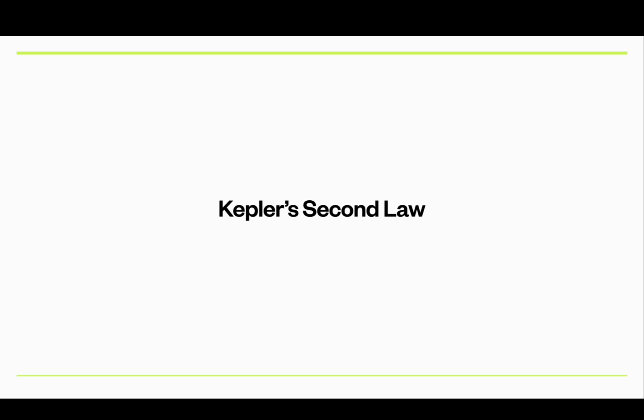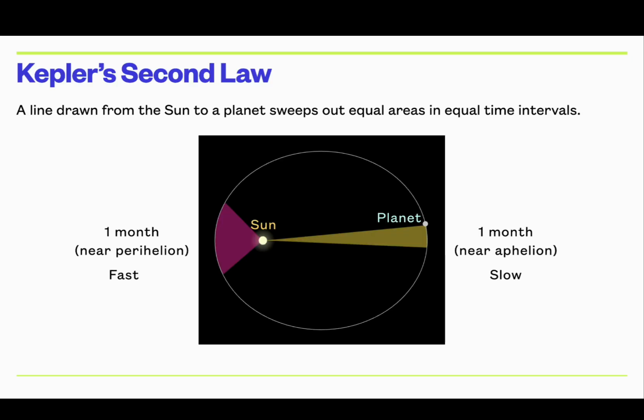All right, let's look at Kepler's second law. Kepler's second law says that if you draw a line from the planet to the sun, that line will sweep out equal areas in equal amounts of time. So when the planet is far from the sun, it should move more slowly, so that this area is the same as this area right here.